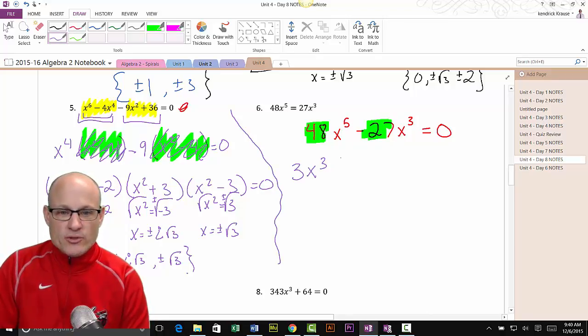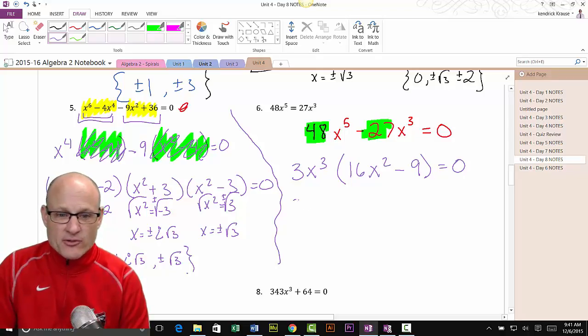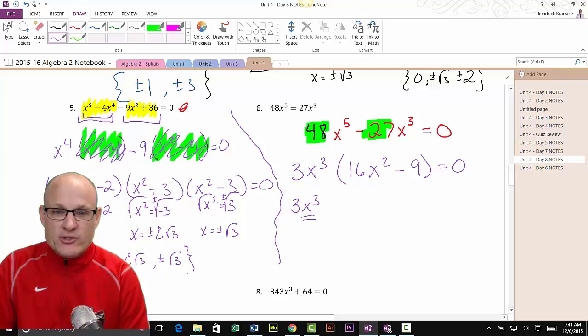3x cubed. And I'm left with 16x squared minus 9 equals 0. Well, that's the difference of perfect squares, so I'm going to factor that. 3x cubed. By the way, this is just going to give me 0 as an answer. I don't care if it's cubed or to the 33rd. It's still 0. 4x plus 3 and 4x minus 3 equals 0.